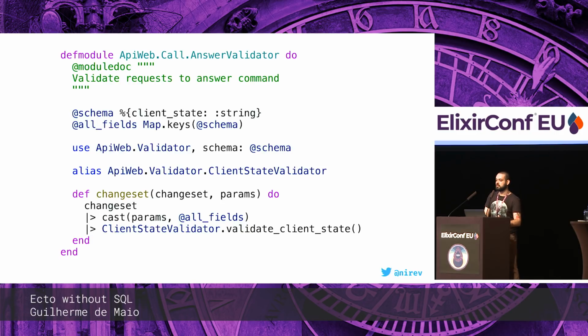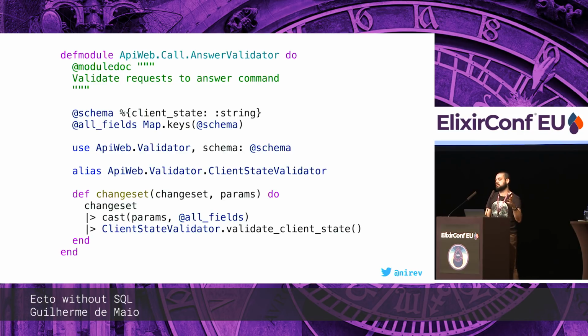So I took the simplest one, which is answer. For answer, you need just the call ID that's in the path. And when answering, you can set the client state, which we validate the format. So we created this validator module. The schema is a list of fields and the type definition, and it's using that API web validator. I'm going to show that next, passing the schema. And then back to the composability of stuff. In this case, the client state is something that we add to all of the commands. So the validation of that, because we always check if it's a base 64 string, is in the different modules. So we can just use that in all of those validators.